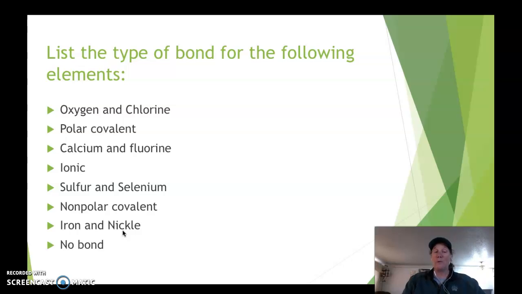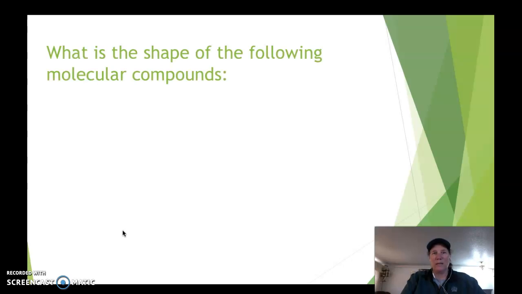And the other thing that won't form a bond is if you put noble gases together. Okay, because noble gases don't form bonds. So if you have two metals or if you have a noble gas, no bond. Okay, the shape of the following, remember you draw them. Nitrogen would have a triple bond between them. And because it's only two, it's linear, okay?